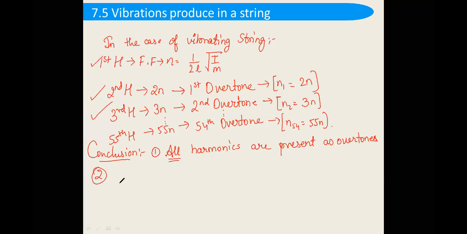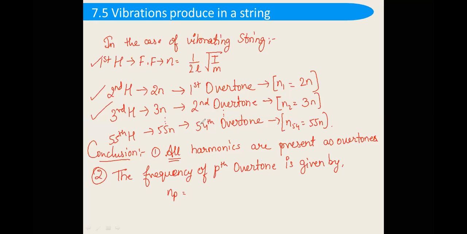This is the meaning of all harmonics being present as overtones. The second conclusion is the frequency of the fifth overtone. The frequency of the fifth overtone is given by n5.